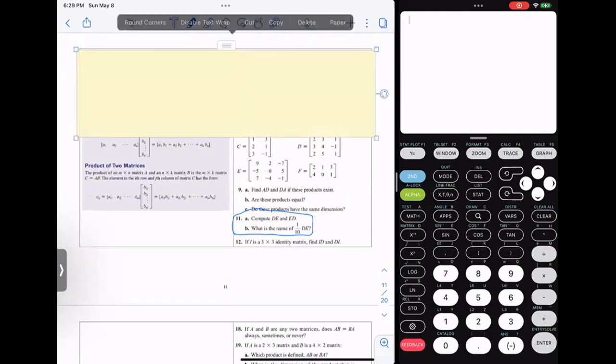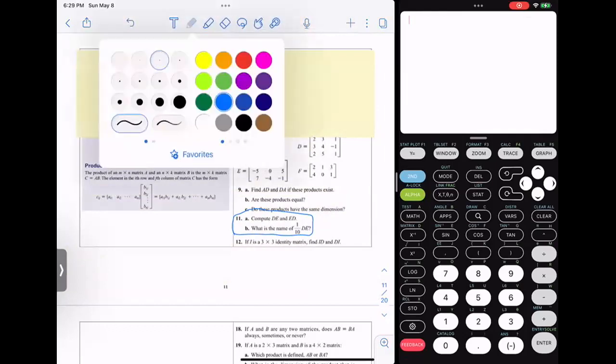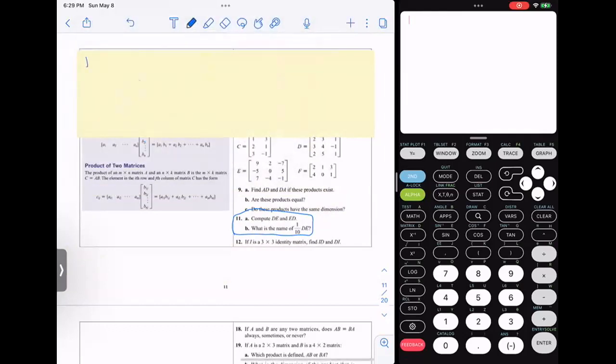Let's go and write out D, which is equal to 2, 3, 2, 3, 4, 5, 1, -1, 1, and E, which is equal to 9, -5, 7, 2, 0, -4, -7, 5, -1.